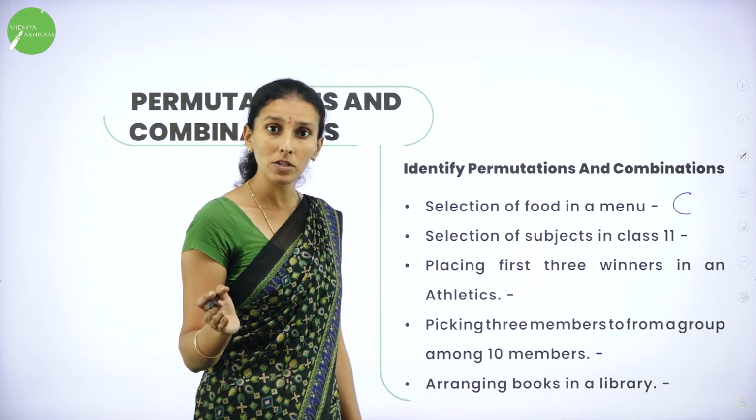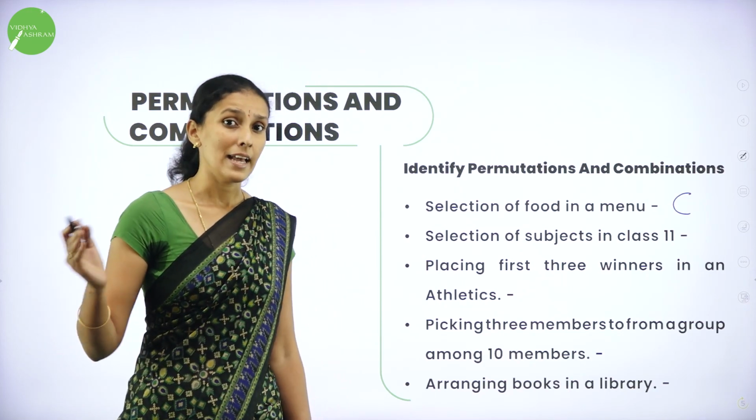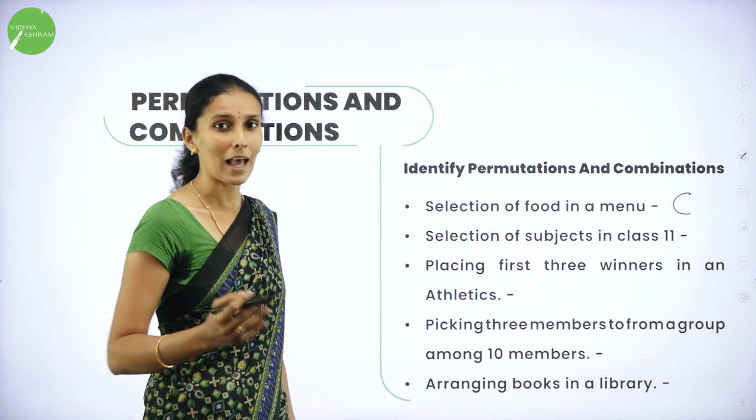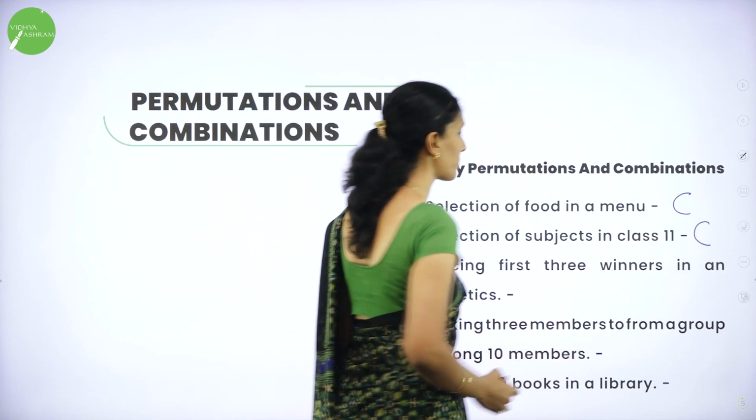In science and commerce also you can choose PCMB, PCMCS, ECBA, SEBA, like that. You can choose many types of subject. This is also an example for combination.